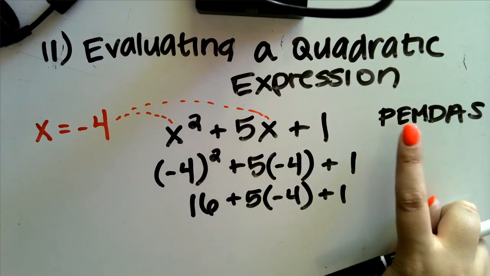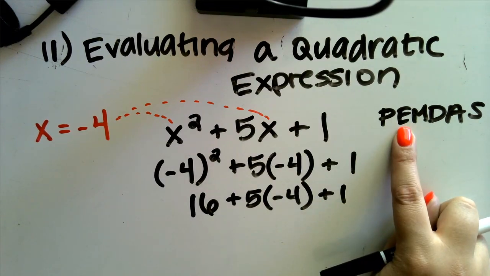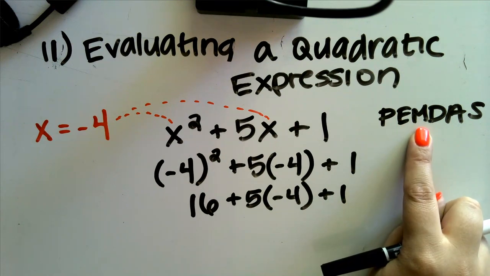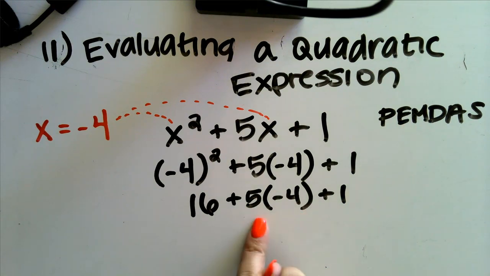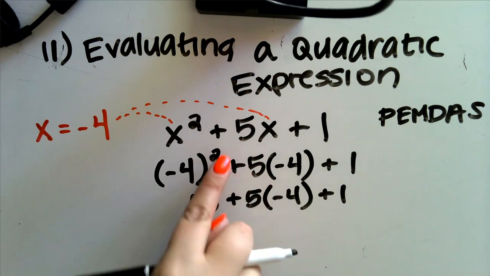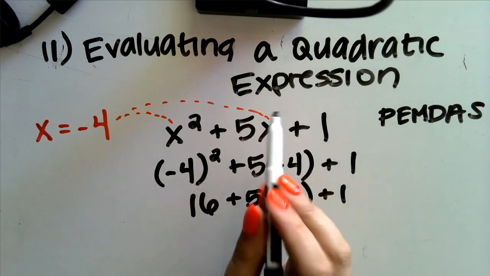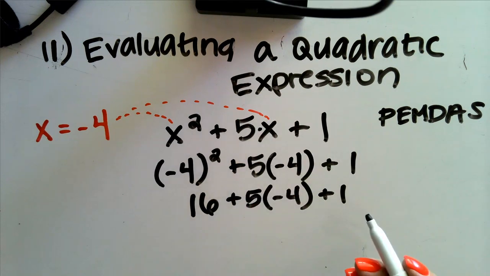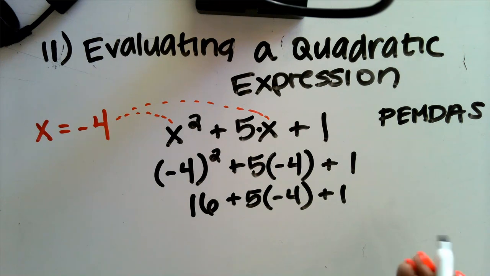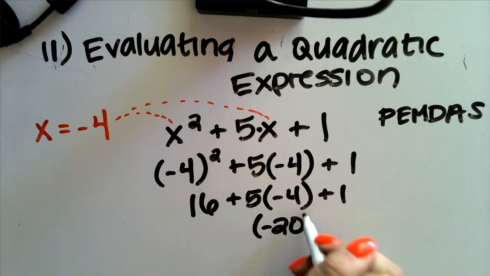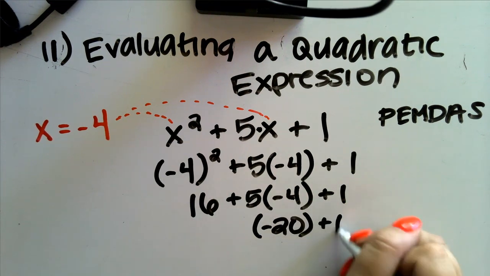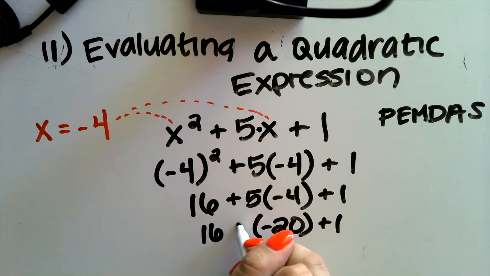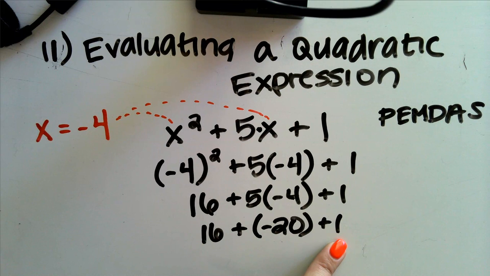Okay, we dealt with parentheses. I don't see any more exponents, so we're done with that. Next up is our multiplication, and I do see that there is multiplication that needs to be done right here. Remember, anytime we have a number sitting in front of our variable, there's that invisible multiplication sign right in the middle right there. We don't see it, we don't write it, but we know that it's there. So I know that 5 times -4 is equal to -20. I'm just going to bring everything else down. Okay, so now we have 16 plus a -20 plus 1.